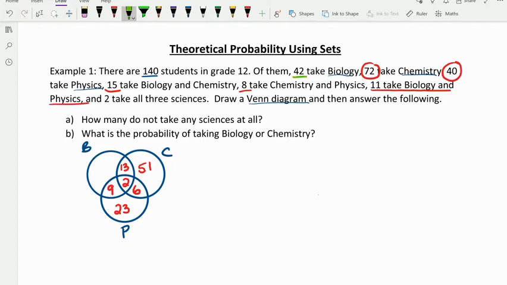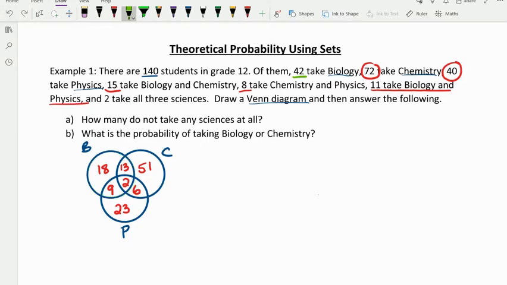We have 42 taking biology. So if we take away our 2 and our 13 and our 9, we're left with 18 to fill in that biology circle. Again, let's just do a double check. Let's add up that biology circle and the totals of all of those. 18 plus 2 is 20, plus our 13 is 33, plus our 9 gives us our 42. So our total is correct.